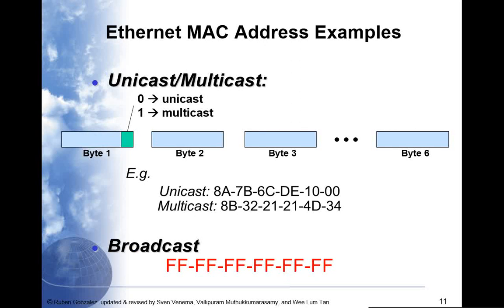Here's an example of an Ethernet MAC address, and so there's a number of bytes, right? 6 bytes actually, and they're represented as hexadecimal digits. The last bit of the first byte is telling you whether it's unicast or multicast. So there's an example.